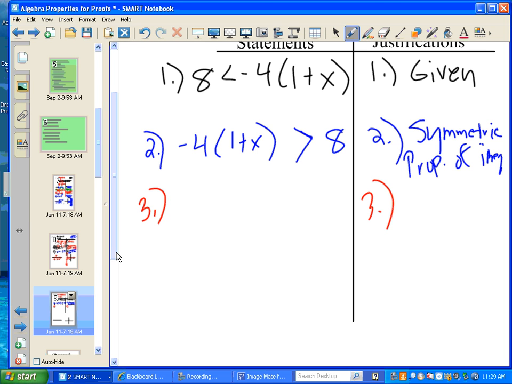Good, distribute. You all right over there? Negative 4 times 1 is negative 4. Negative 4 times x is negative 4x. Just simply multiplying negative 4 through. Rewrite greater than 8.